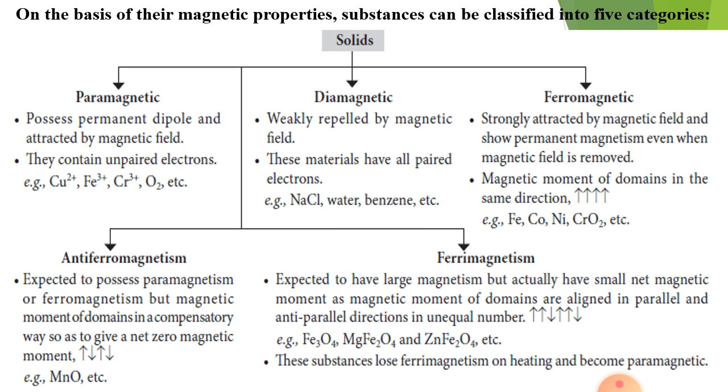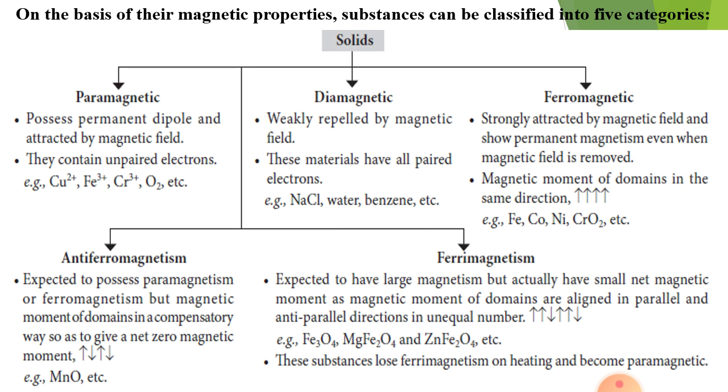These materials have paired electrons. That's why it is known as a diamagnetic substance. Common examples: NaCl, water, benzene, etc.